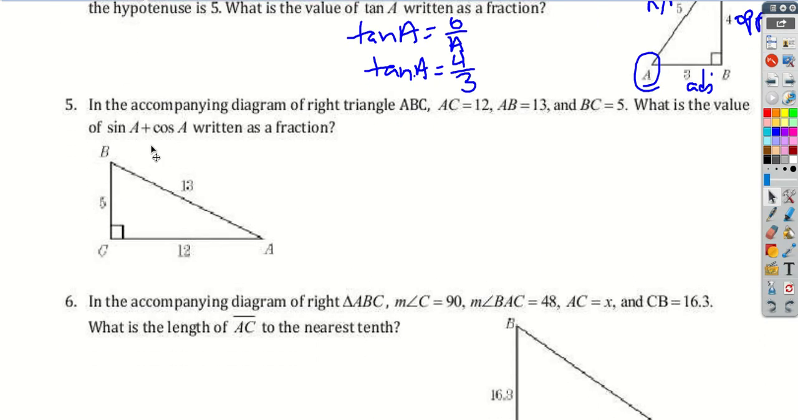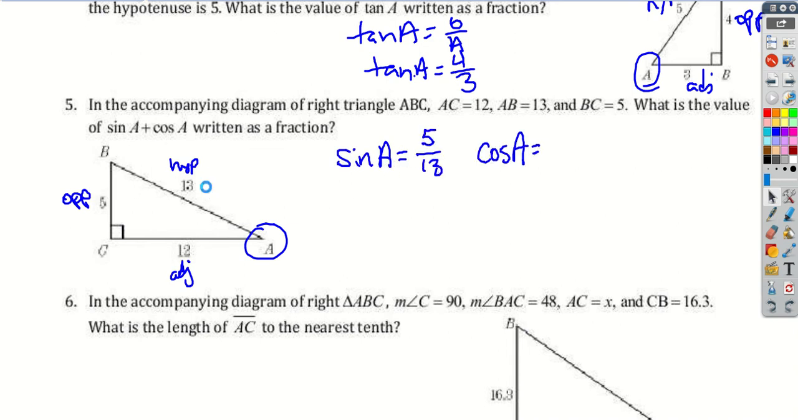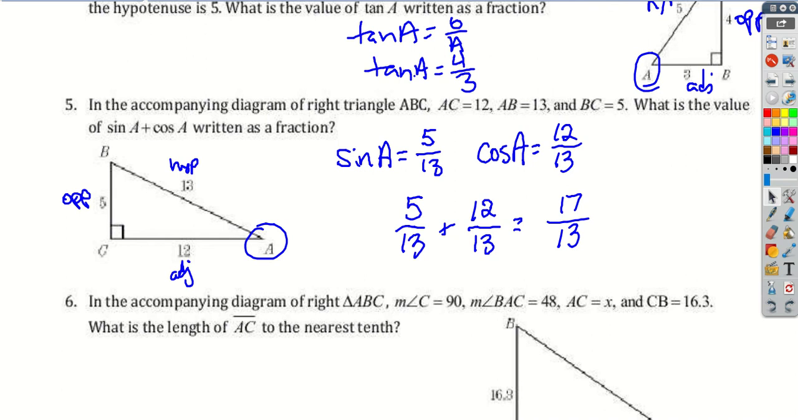We did this one in class together. We want to do sine of A and cosine of A. So find our angle, label our sides, adjacent, hypotenuse, and then the opposite. So the sine of A, remember, is equal to 5, the opposite over the hypotenuse. The cosine of A is the adjacent, 12 over 13. And then for this, we're just going to add those two numbers together, and 17 over 13 becomes our answer.